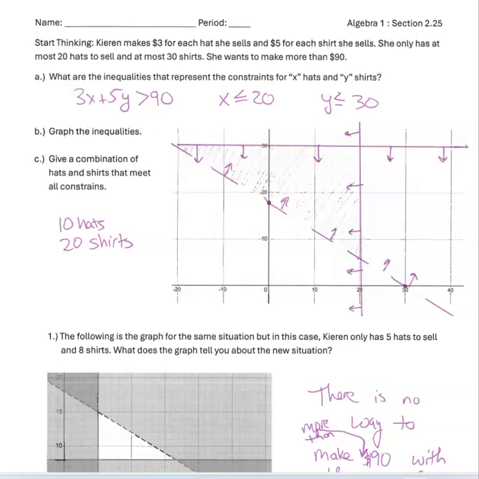The next one says you have at most 20 hats to sell, so that would be x is less than or equal to 20, and then y is less than or equal to 30 for you have at most 30 shirts to sell. Then you're supposed to graph these inequalities.